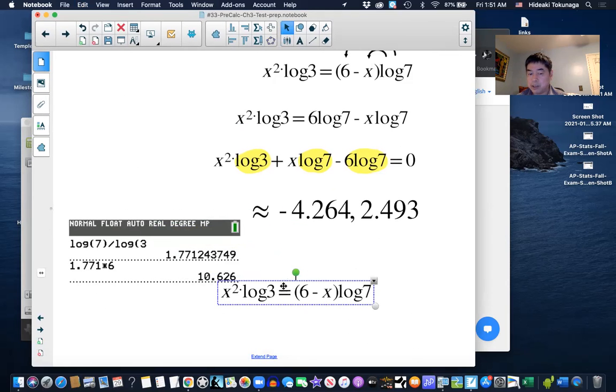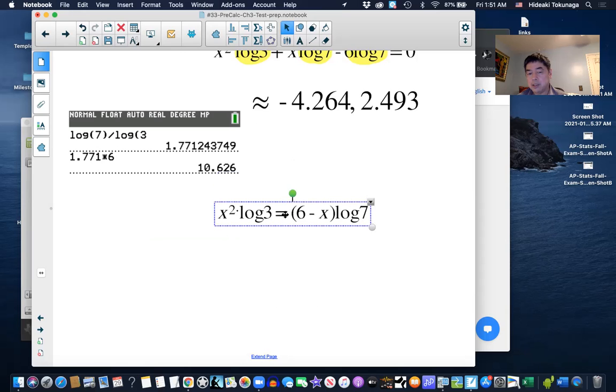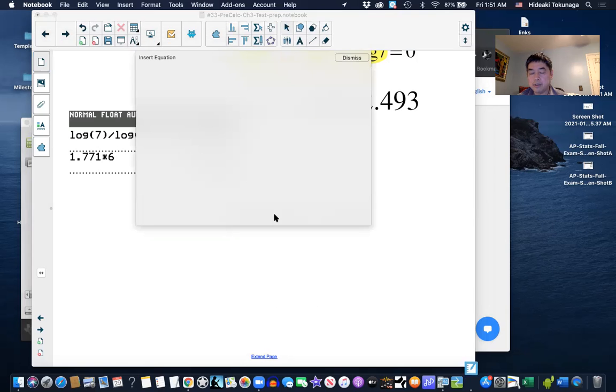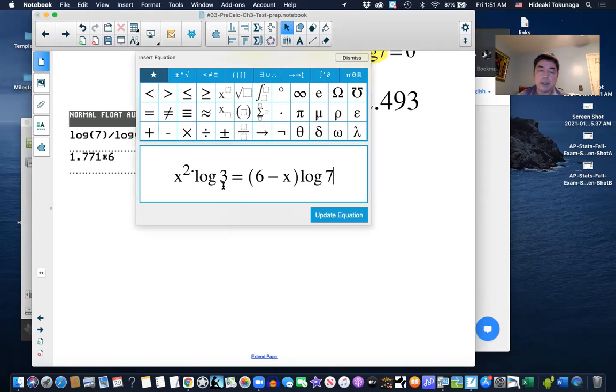This is the textbook way. This is my way. You can do both ways. If you divide by 6 minus x, this side, it's going to be here. Sorry. 6 minus x is going to be here first, right? So then you take care of the other side, log base 10 of 3. Sorry, it's supposed to be an equation here. X squared is here. X squared log base 3 is here.